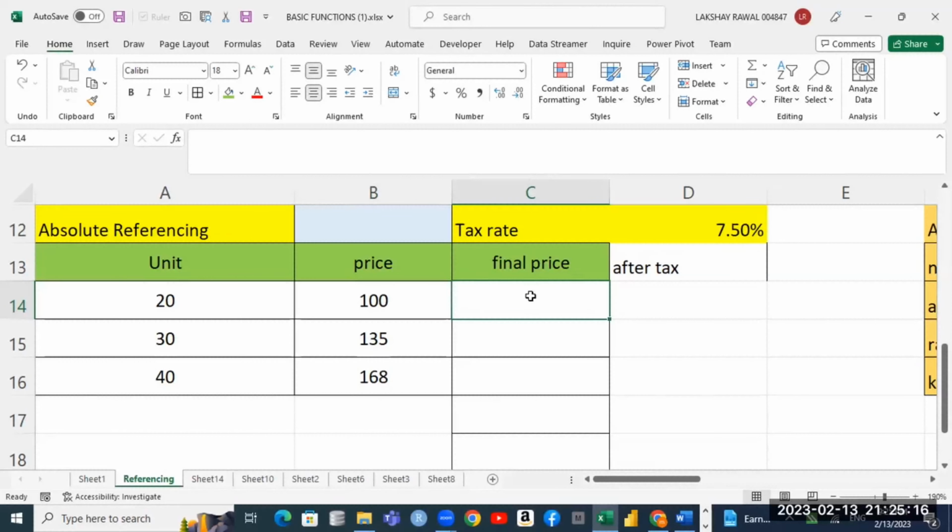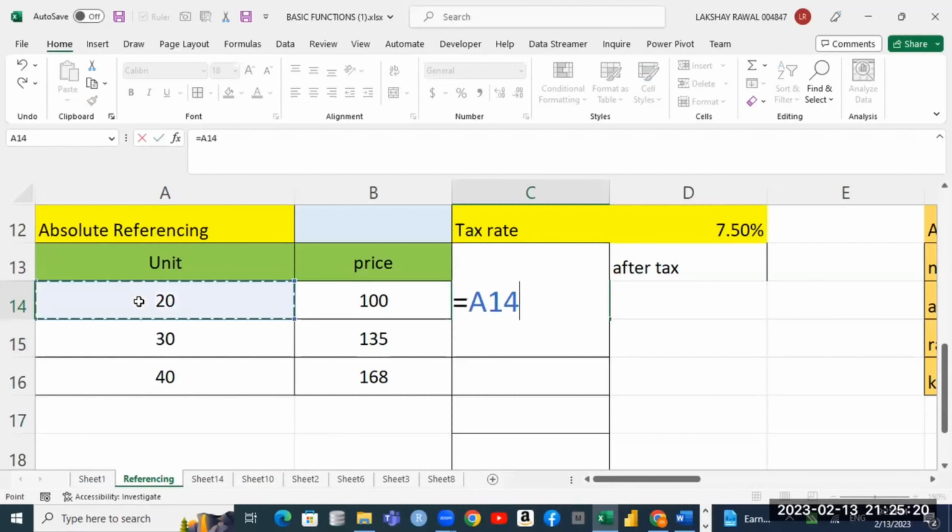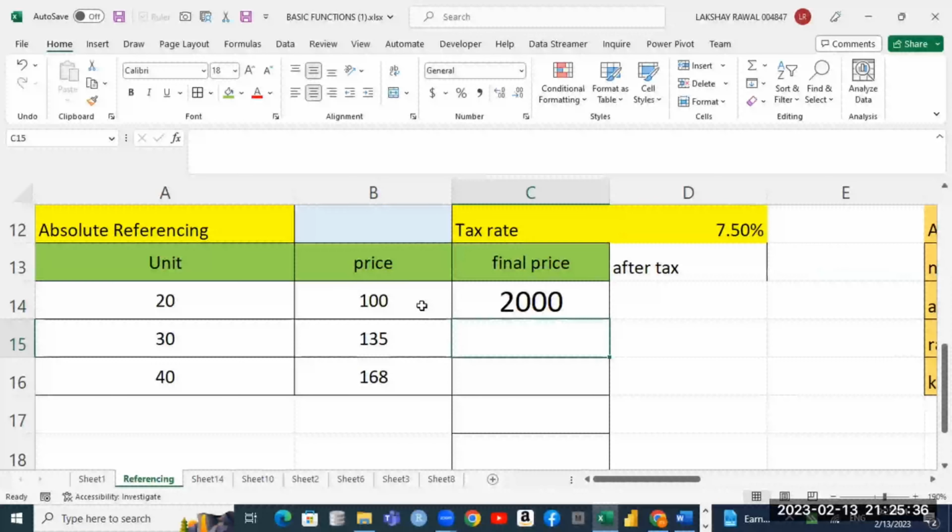Units into price. So you will write is equal to units multiplied by price, B14. I hope this is easy and everybody is understanding that units multiplied by the price will give you the total price. So the total price is 2000 rupees.